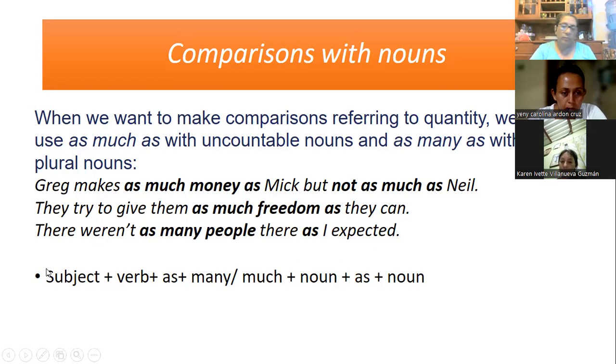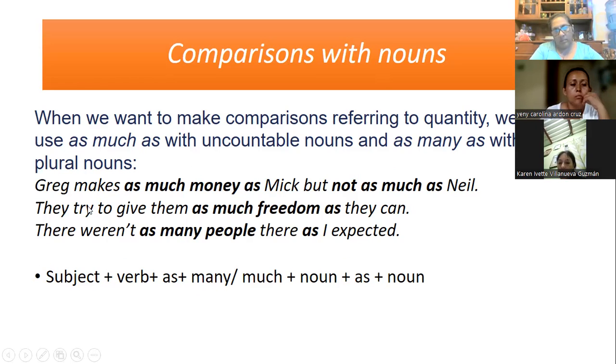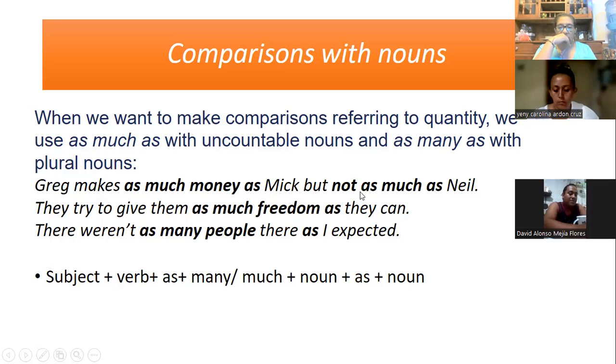So what is the structure, the formula? Subject: Greg, they, there. The verb: makes, try to give, weren't. Then as. Many or much. The noun: money, freedom, and people. Then as, and a subject and verb: Mike, they can, I expected.